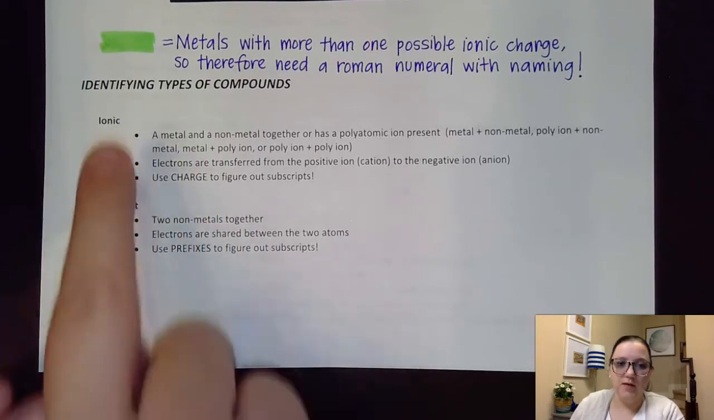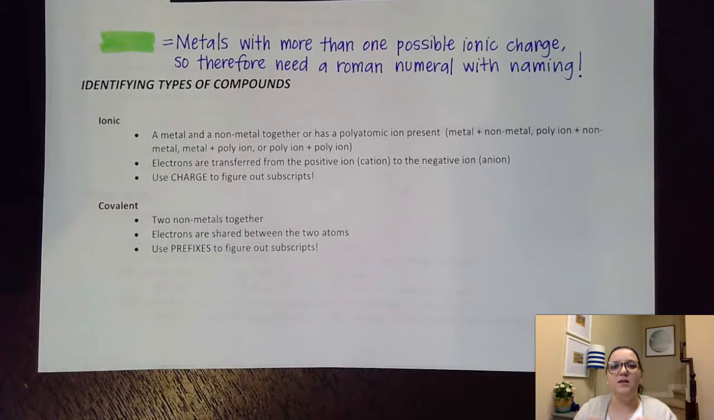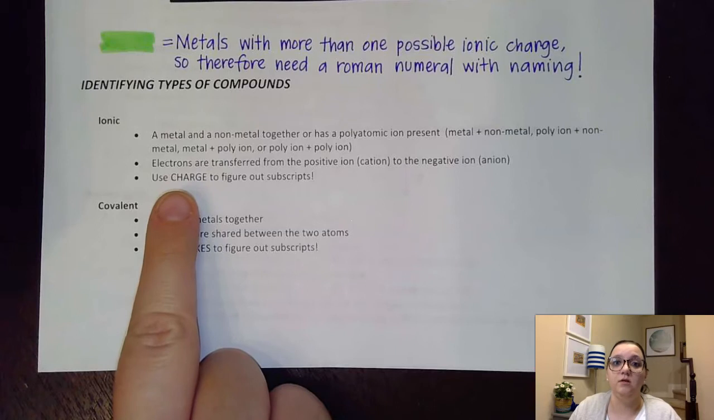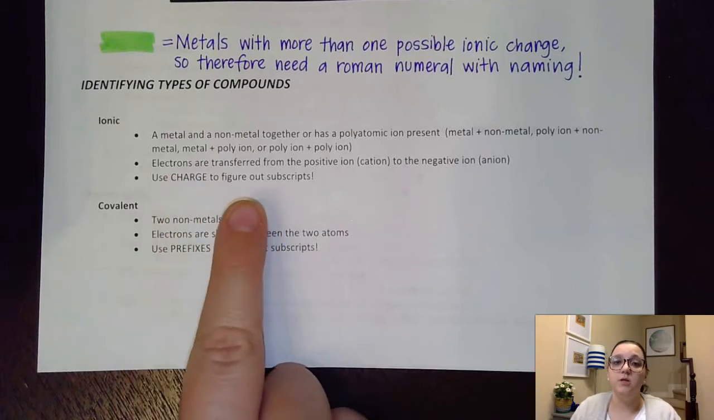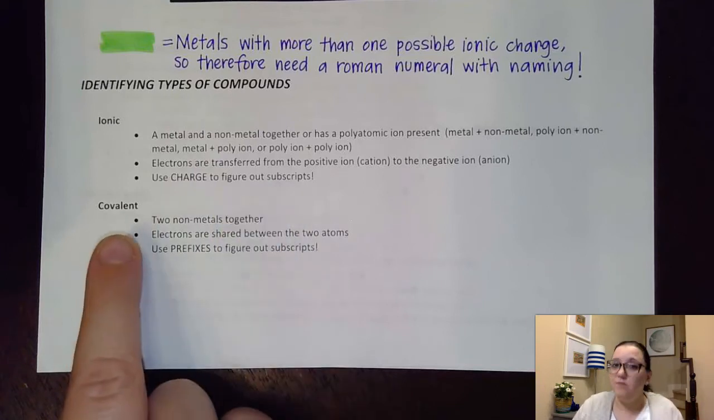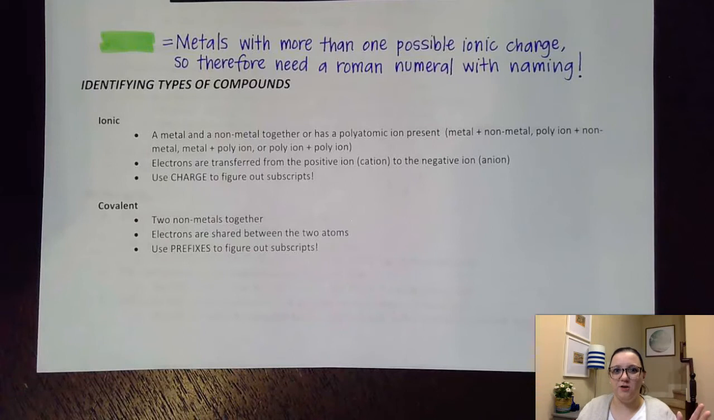Now, the reason why we want to recognize the difference there is because we approach both of those compounds very differently when we name and write the formulas. For ionic compounds, we use charges to figure out what our subscripts are. We want to make sure that the positives and negatives are canceling out, and that would determine what we're using for those subscripts. With a covalent, I don't care anything about charges. All I care about is what prefixes are there.